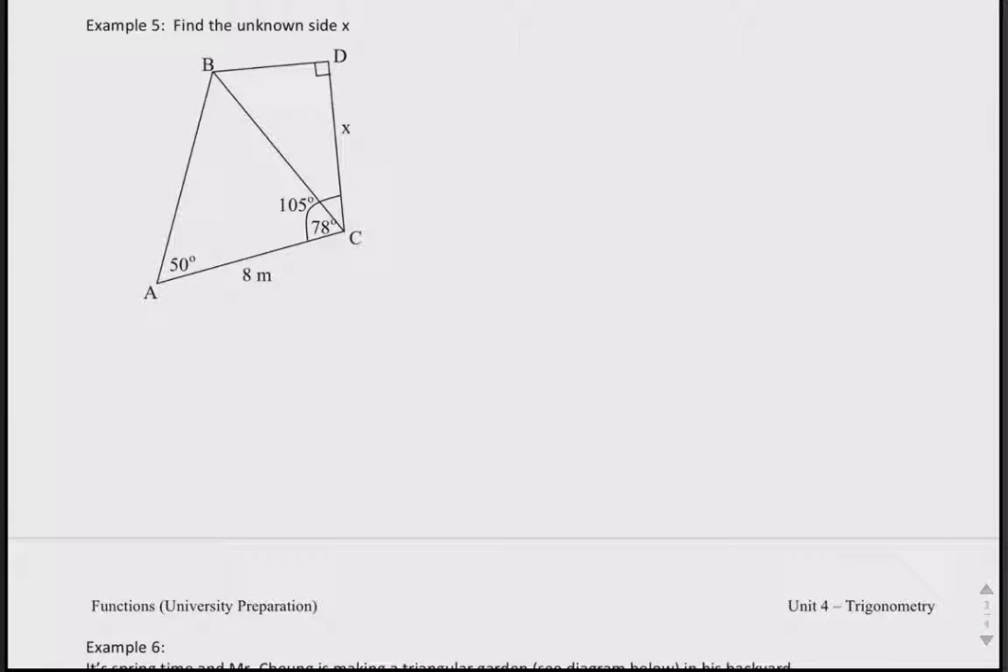Here in example 5, I want to solve for the unknown side x, that is over here. Notice that x happens to be a side of a right angle triangle. So that should already indicate to you that you'll probably be using SOHCAHTOA for your final step. Well, let's take a look now.